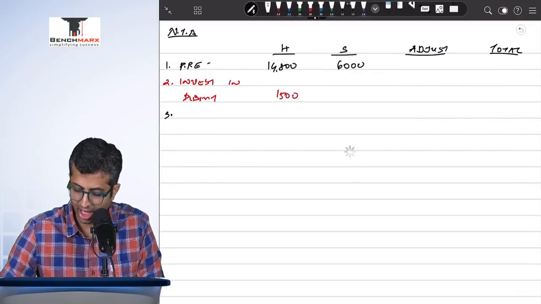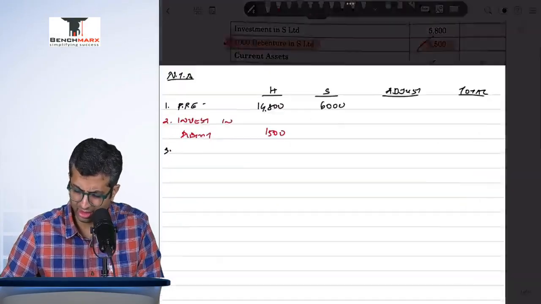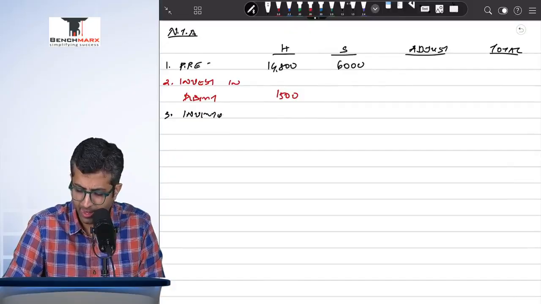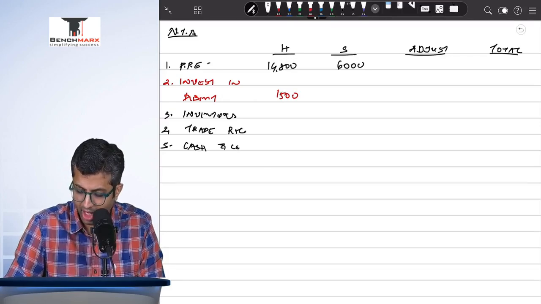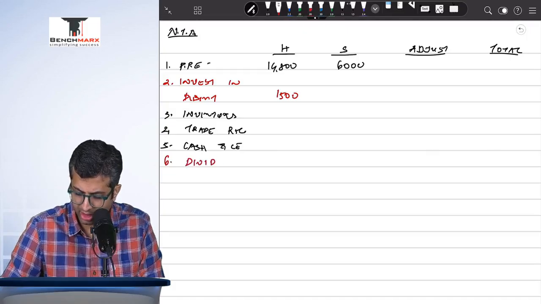Next, you will have, for example, inventories 2,600 and 2,000. All this you can copy paste as is. Inventories. Next will be trade receivable. You will first write the entire trade receivable and then see what is to be done. And then this is cash and cash equivalent. Before that, there is also a dividend receivable. So there is a dividend receivable as well.